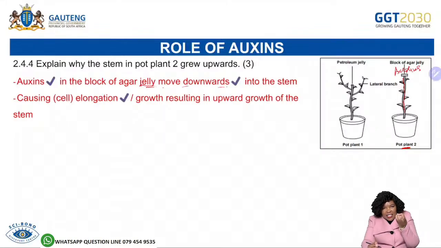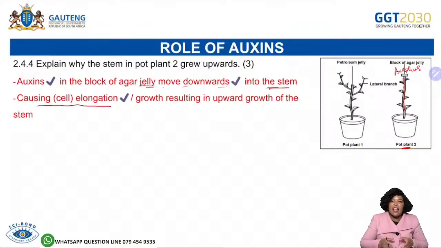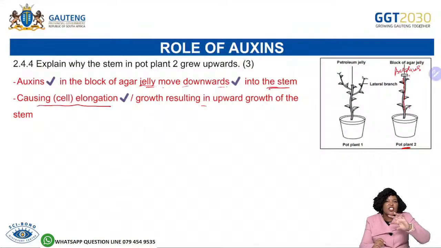So when you place the agar jelly on top of the stem, as it melts, what is going to happen? The auxins are going to move evenly downwards the stem, and as they move into the stem, it is going to cause cell elongation there in the middle of the stem, resulting in what? In an upward growth of the stem. So that is the reason why this one kept on growing upwards, because the source of auxins was just changed from the tip and diffused into the block of agar jelly. I hope it makes sense to you.